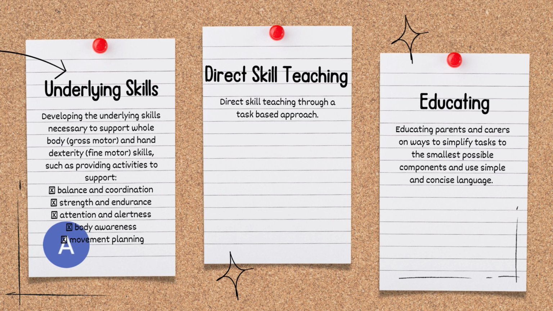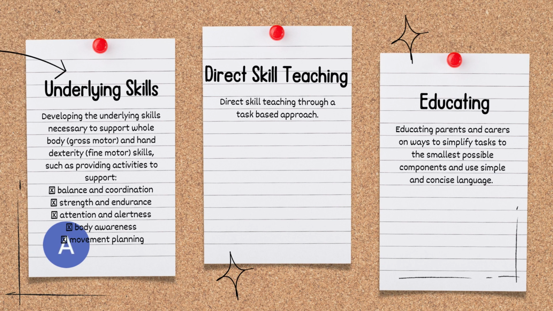The fifth step is to see and understand the underlying skills that the child has. Developing the underlying skills is necessary to support the whole body, or the gross motor skill and fine motor skill. What kind of activities could we do to develop the skills? We look at their balance and coordination, their strength and endurance, their alertness, their body awareness, and their movement planning skills.